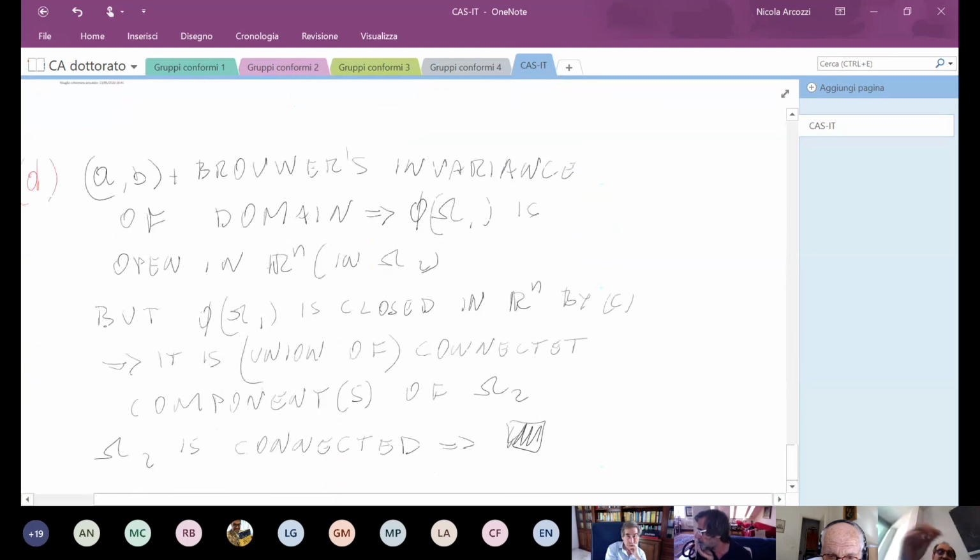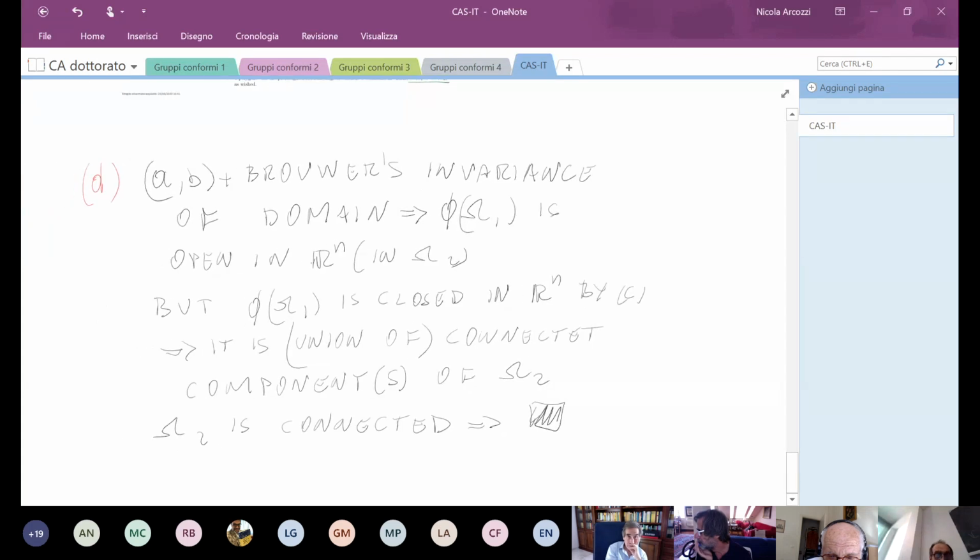There are more sophisticated versions in algebraic topology. That's invariance of domain, 1912 or so. Well, that's the end. We wanted to show that it is open, right? That the image of phi omega 1 is open. And the conclusion is what I told you before.